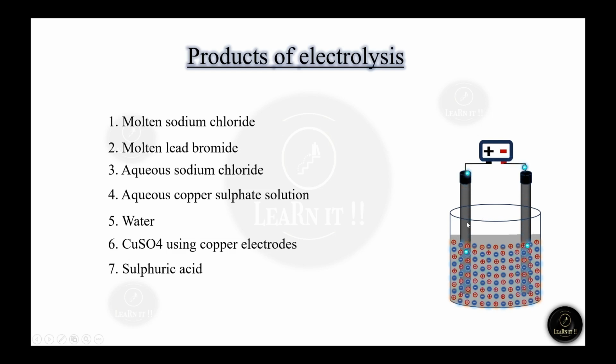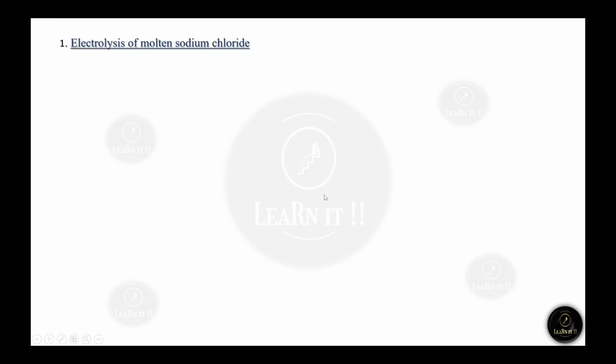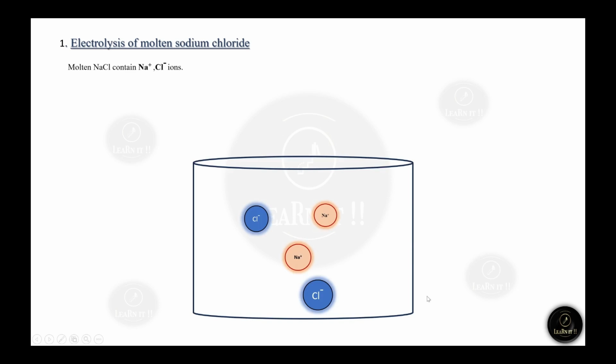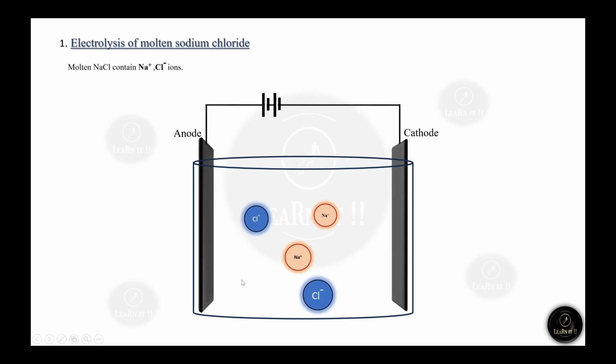The examples for inert electrodes are carbon electrode, second one is platinum electrode. So with this knowledge, let us look at the products of electrolysis of molten sodium chloride. Molten sodium chloride contains Na+ and Cl- ions. So let us take a vessel in which Na+ ions and Cl- ions are taken, or this is the molten sodium chloride as an electrolyte. It is connected to a battery.